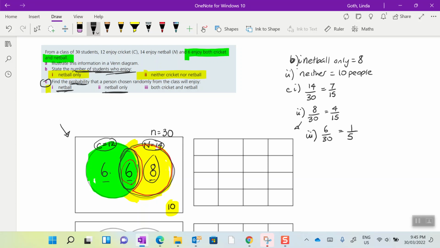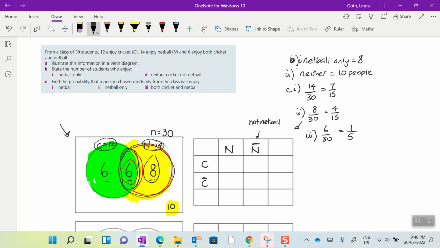Let's do the question again, but using a two-way table. Sometimes two-way tables are easier and sometimes they're harder. So we're going to practice each question doing it as a Venn diagram and a two-way table. Now this time we're going to have people who either like netball or don't like netball. Did you see what I did there? I just put a bar across the top, and that means not netball. Then I've got people who like cricket and people who don't like cricket.